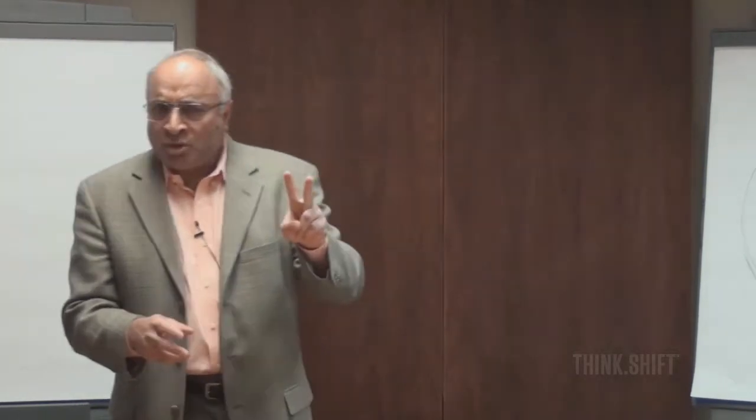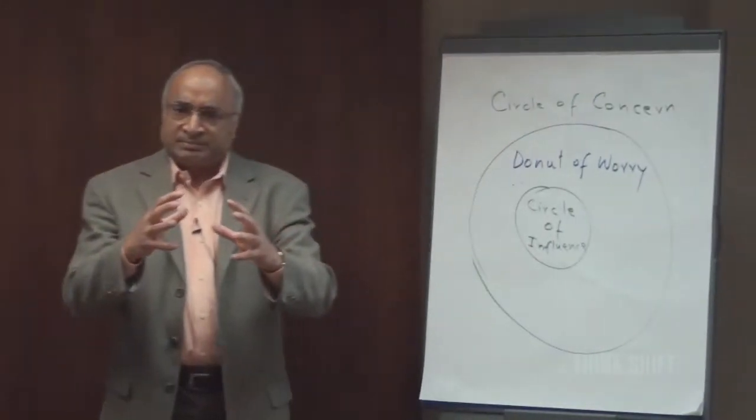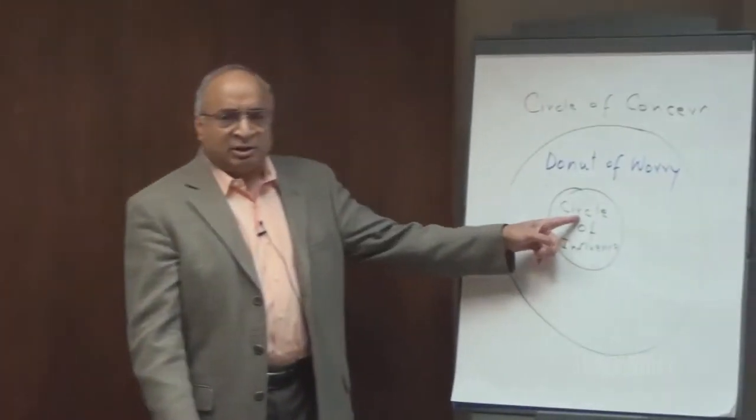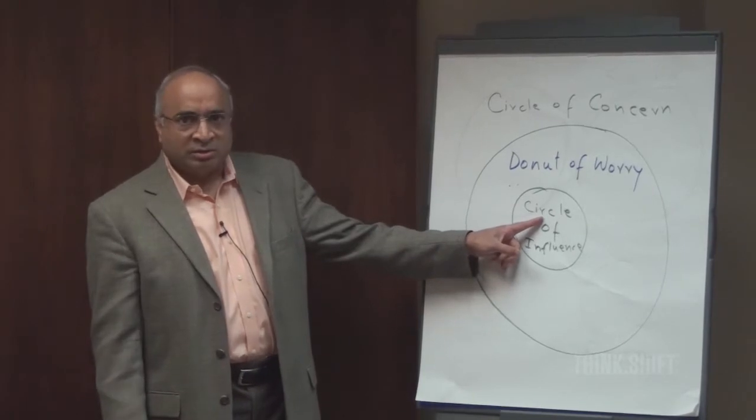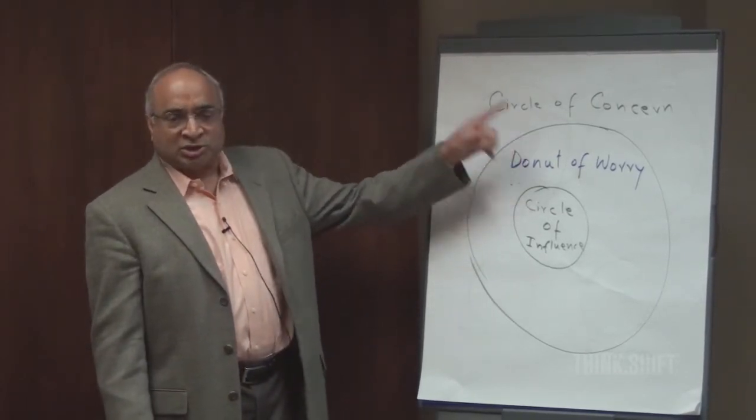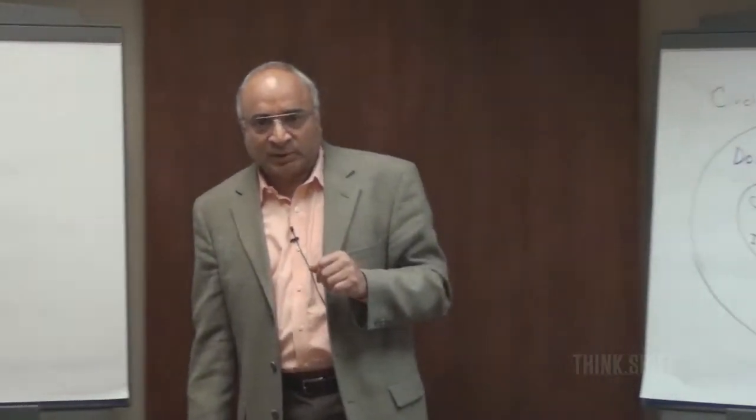Now there are precisely two ways in which the donut of worry can be minimized. You know what those two ways are? First, you can expand your circle of influence, that's one way, or you can reduce the circle of concern. That's the second way. Those are the only two ways to minimize the donut of worry.